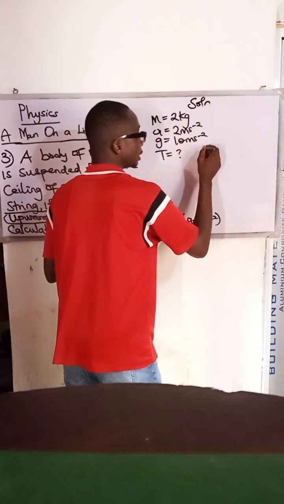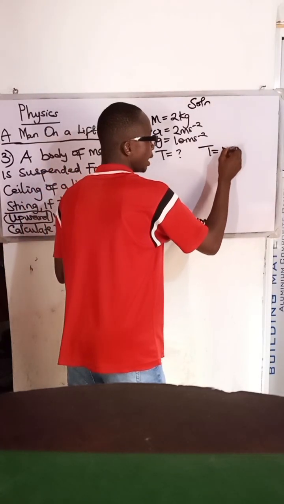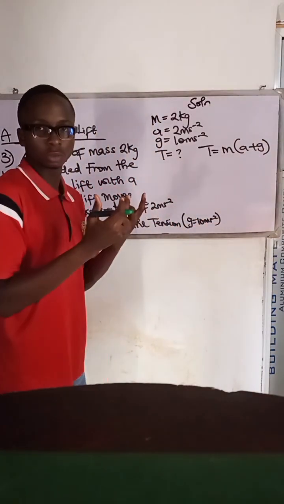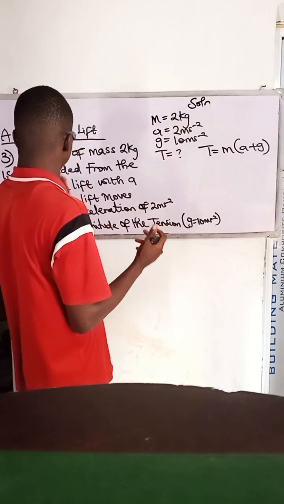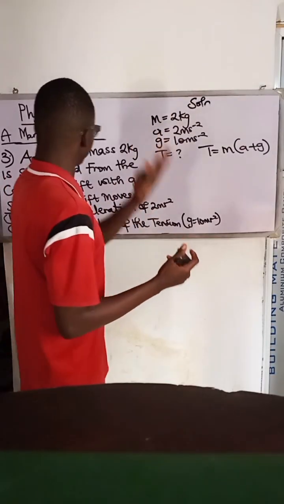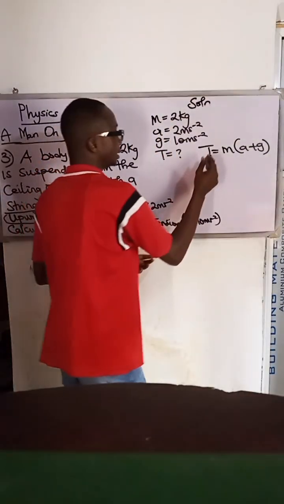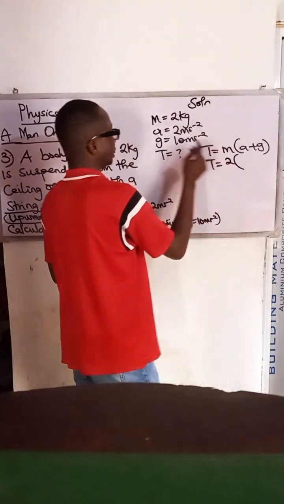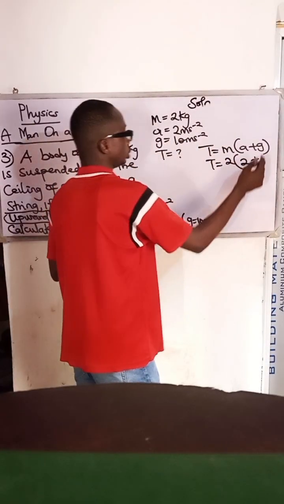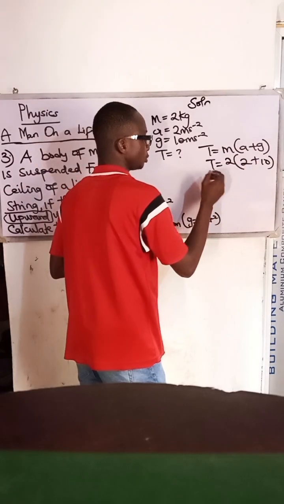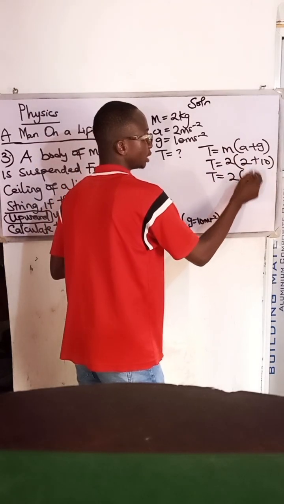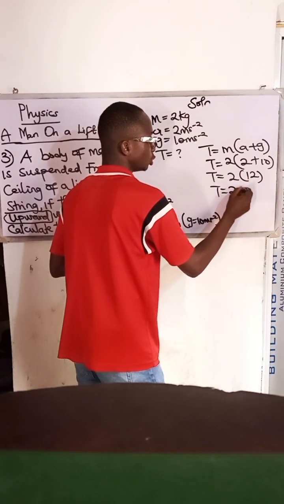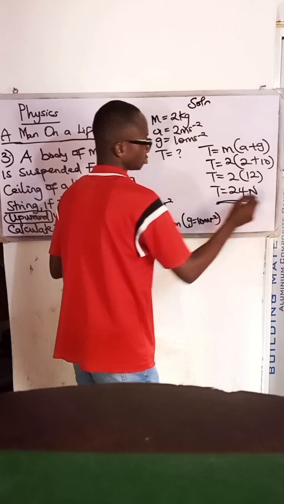We already know that T equals m times a plus g, because the elevator is moving upward. T equals m, which is 2, times a, which is 2, plus g, which is 10. T equals 2 times 12, which is 24 Newton.